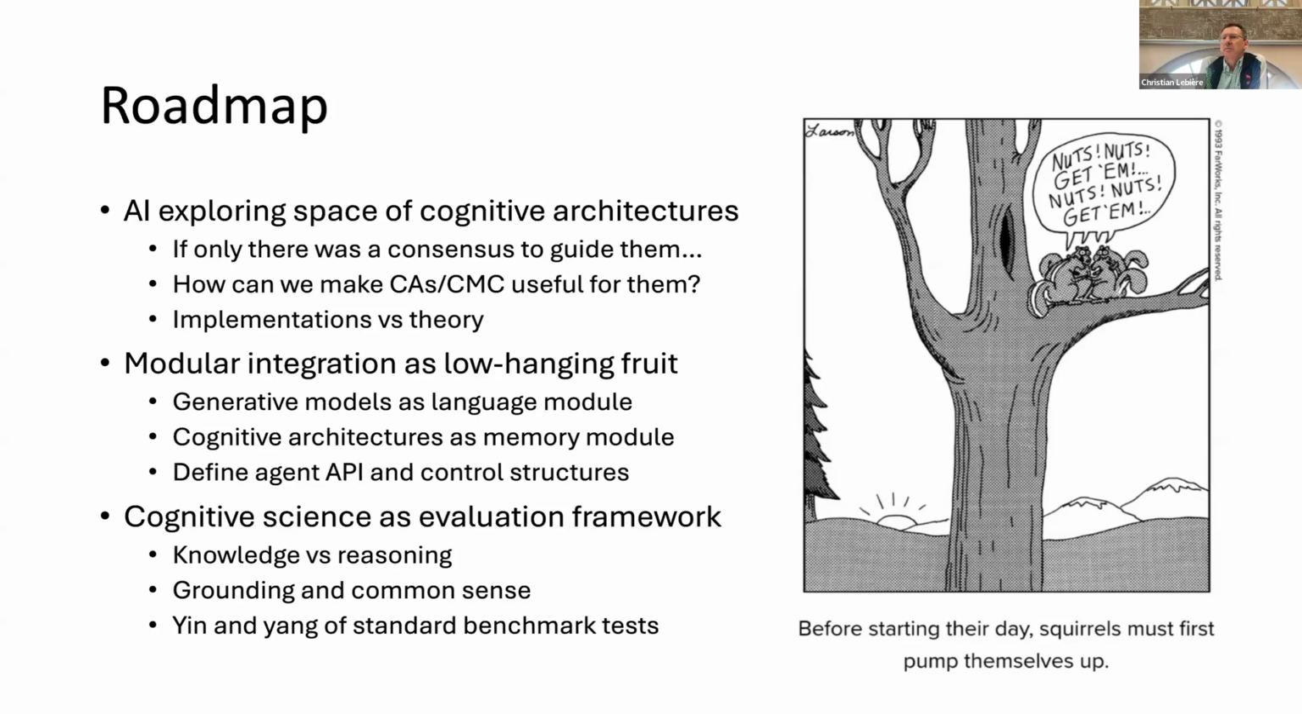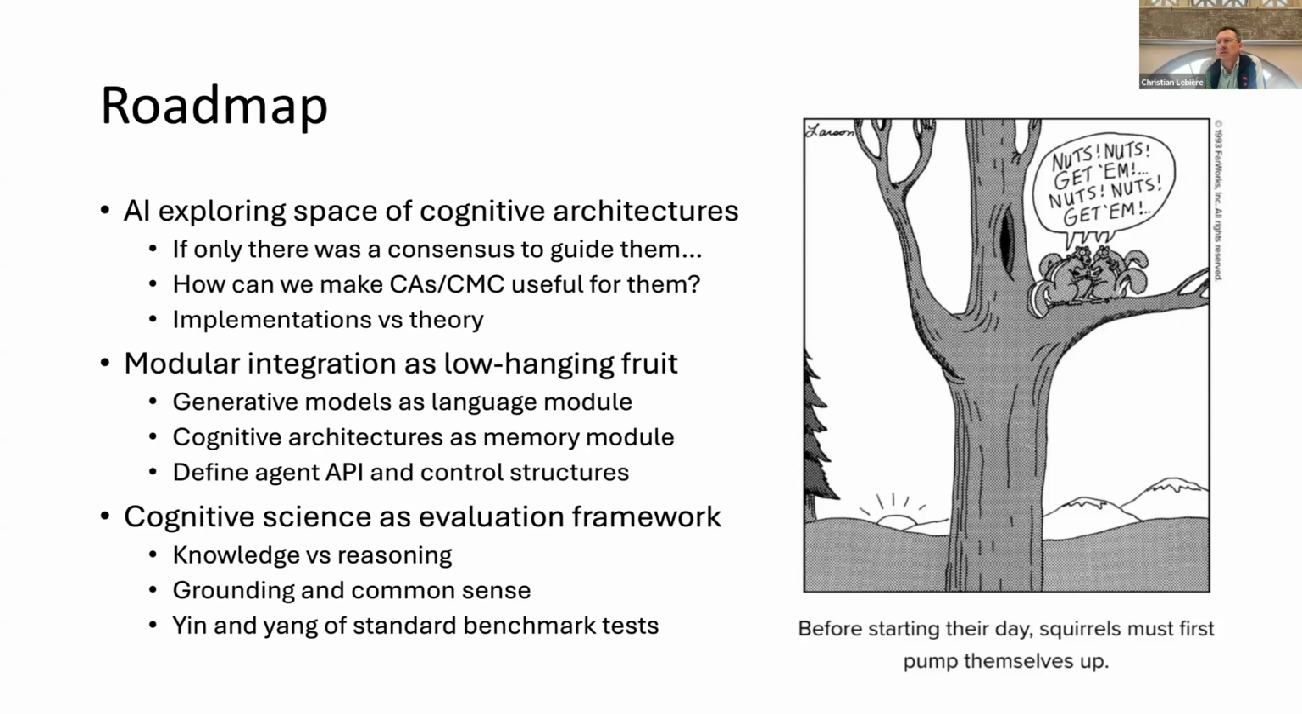We laid out a bit of a roadmap for future potential interaction between the two. Certainly it seems that 50 years of cognitive architectures have explored the space of complex human-level cognitive systems, and that's something that, as AI is looking at augmenting the capabilities of generative models, should be of interest. It certainly seems that modular integration was the low-hanging fruit in terms of building complex systems that include generative models and cognitive architectures, in whole or part, as components of the system.